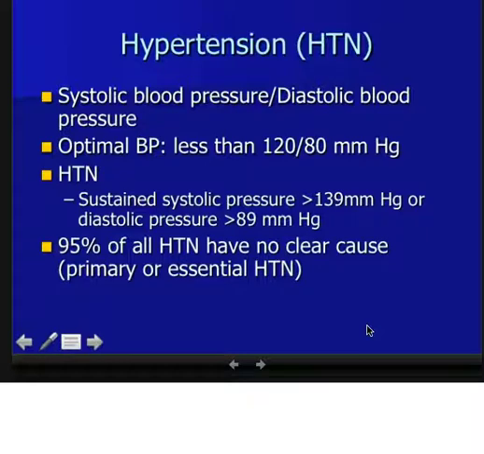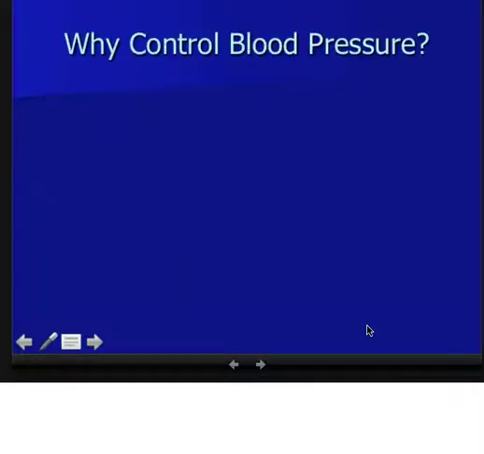95% of all hypertensives have no clear cause. It could be either primary or secondary hypertension. Secondary hypertension is the type of hypertension that is thought to be brought on by lifestyle. Primary hypertension is relatively straightforward and has to do with hormone and kidney malfunction.